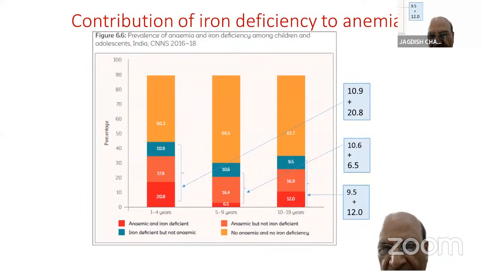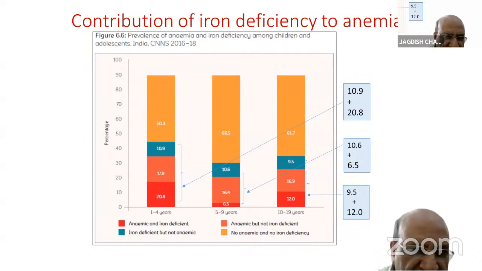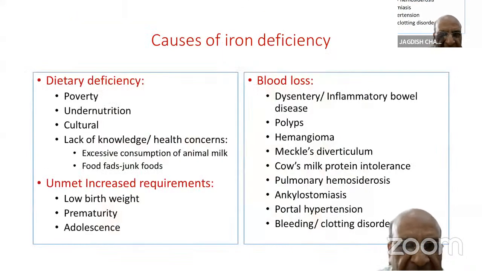So you can see that around 30% in this age group under 4 years, 5 to 9 years, almost 10% plus 6%, 16%, and almost 20% in the older age group, is preventable by iron supplementation. So all the same, whether it is 25% or 50%, it appears to be the commonest cause of anemia in our country as well as the world over.